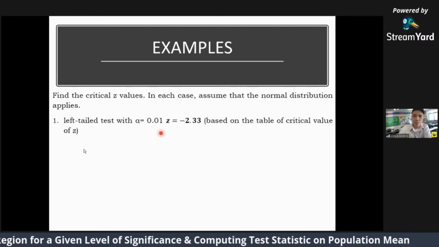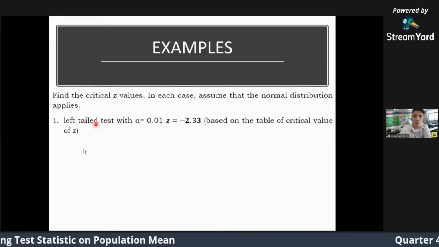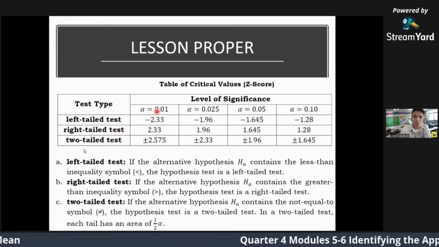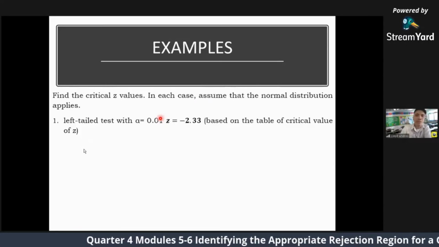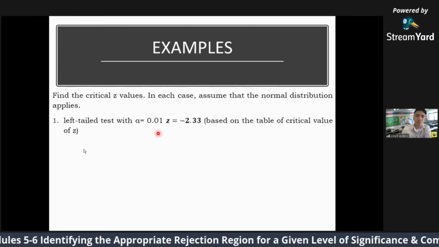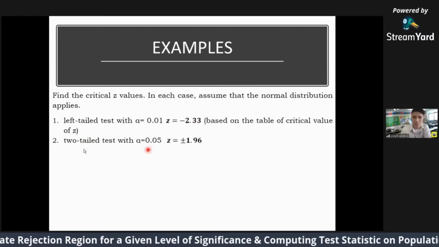So kay Z man siya, dito ta sa Z table. Left tail nara and then ang alpha na to is 0.01. So left tail kani tapos 0.01 nara, so ang intersection nila is negative 2.33. Basically kung left tail negative na, right tail positive na. What about two-tailed test tapos alpha is 0.05?